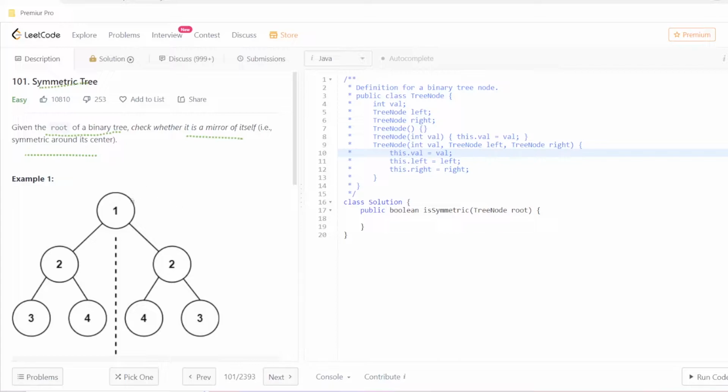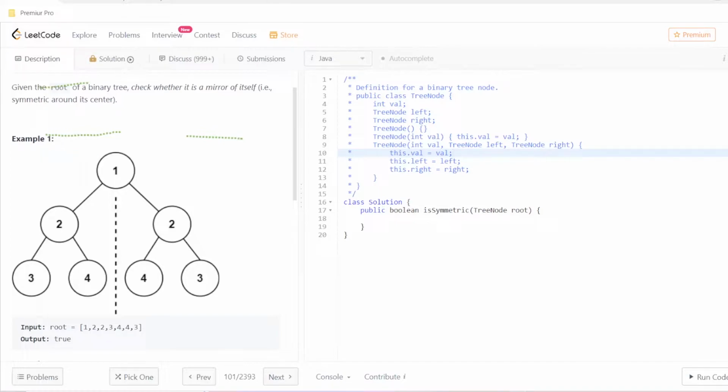So let's look at this example here. If you see here, let's say this is the central line or the mirror, you can see that this node is equidistant from the mirror and its value of these two nodes same. If we talk about this node, it's equidistant from the mirror and value same. Same is the case for this node, equidistant and the value same. So this is symmetric, so output will be true here.